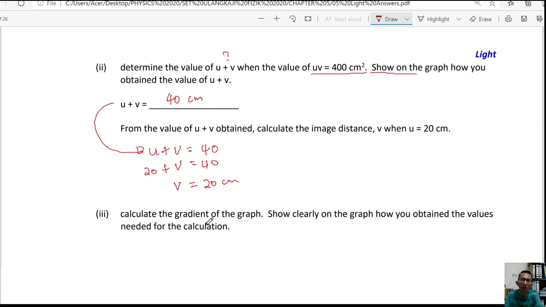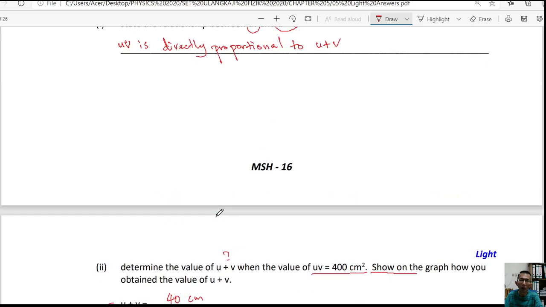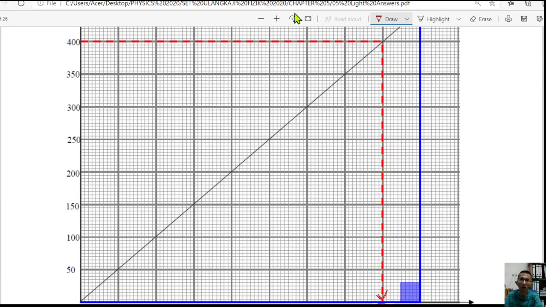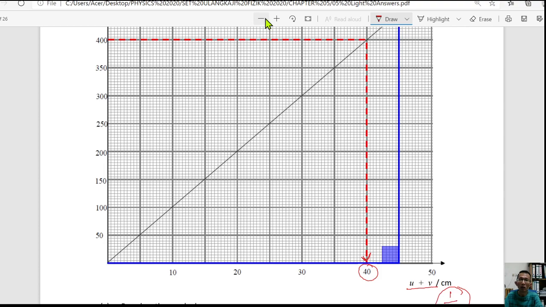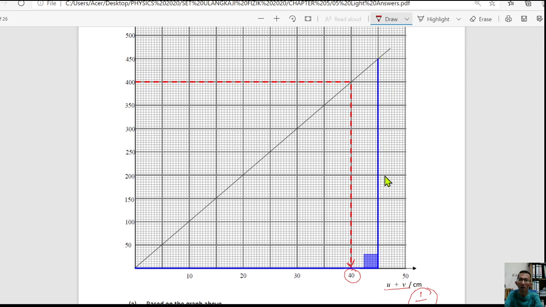Next question: calculate the gradient of the graph. Show clearly on the graph how you obtain the values needed for the calculation. Again, it says show clearly on the graph. How do we go about answering these questions? Remember that you must draw a very big triangle. Here I've drawn my triangle in blue, and I put this mark here so that the marker knows that you are using this triangle.